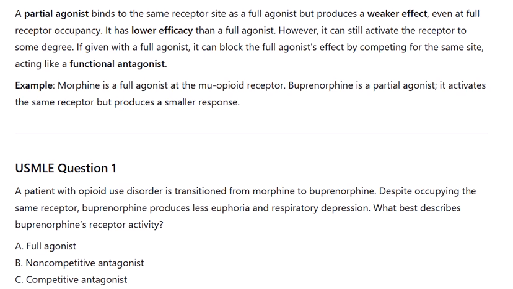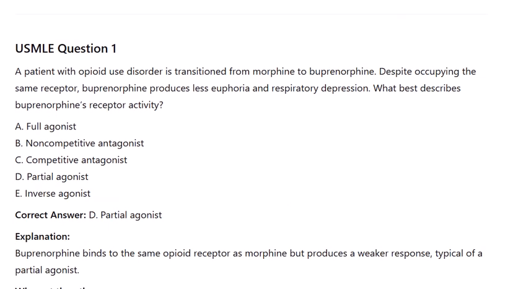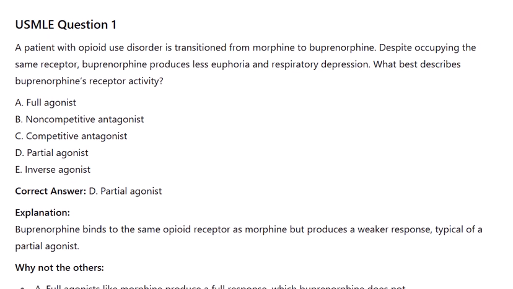USMLE Question 1. A patient with opioid use disorder is transitioned from morphine to buprenorphine. Despite occupying the same receptor, buprenorphine produces less euphoria and respiratory depression. What best describes buprenorphine's receptor activity? A. Full agonist. B. Non-competitive antagonist. C. Competitive antagonist. D. Partial agonist. E. Inverse agonist.